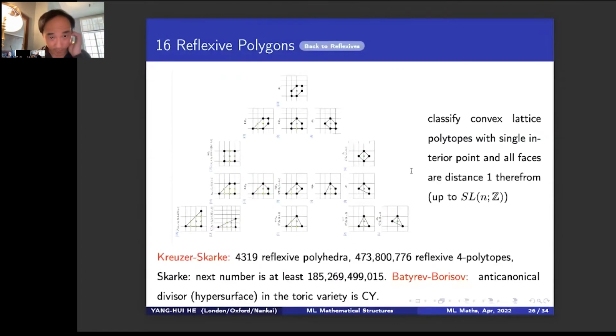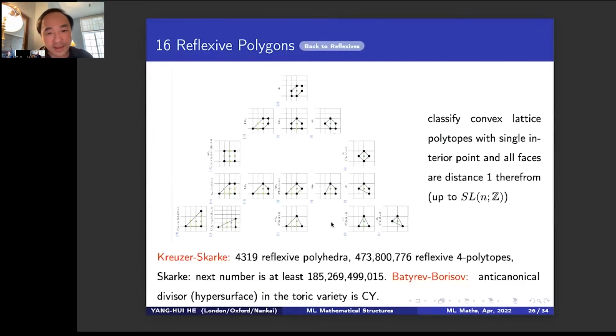So let's look at reflexive polygons. Reflexive polygons are lattice polygons which have a single interior point, such that all of the bounding facets, here just the edges, are distance 1 from the single interior point. Reflexive polygons were classified by the Italian school of algebraic geometry back in the 1890s. Of course by classification I mean these objects up to SL2Z. And this is a finite set, exactly 16 of them.